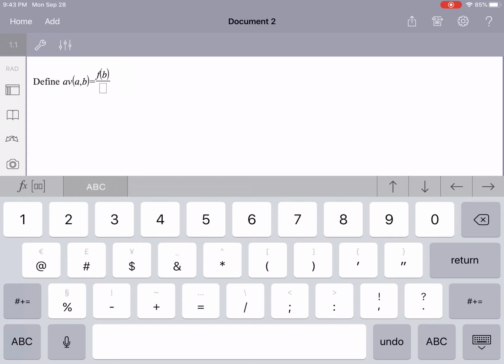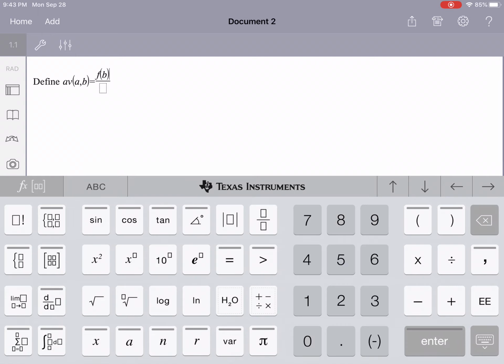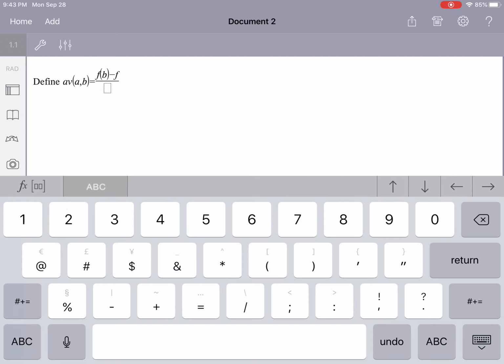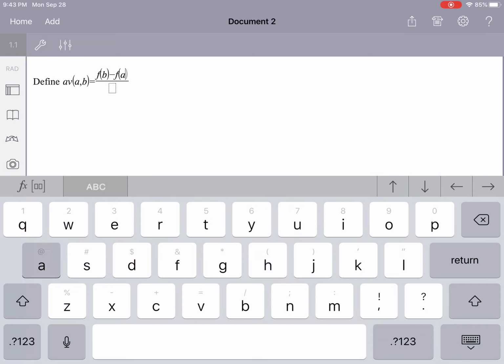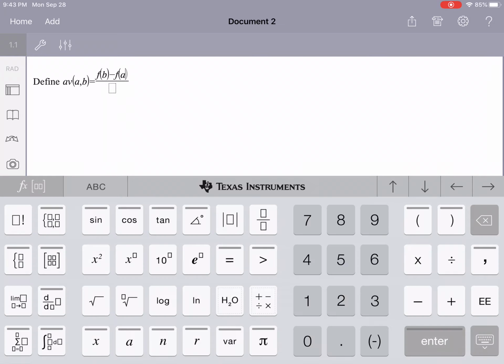Okay, there we go. So f of b, sorry guys, bear with me here, and then minus f of a. We'll go with a, sure. Okay, so f of b minus f of a, hit my down arrow now, and now I will go with b minus a down there for the denominator. Okay, and there's our average value function defined.